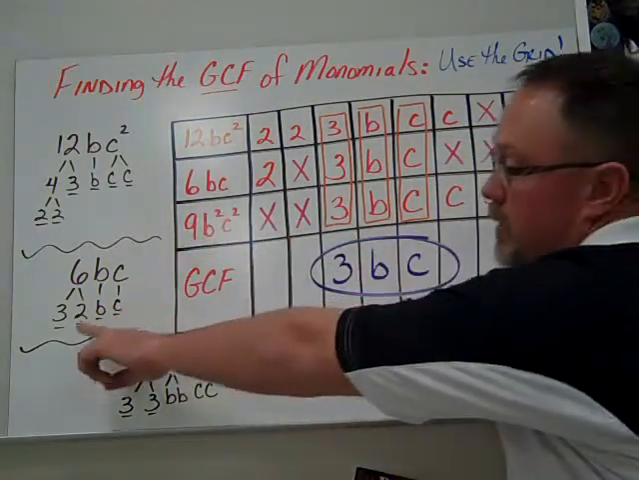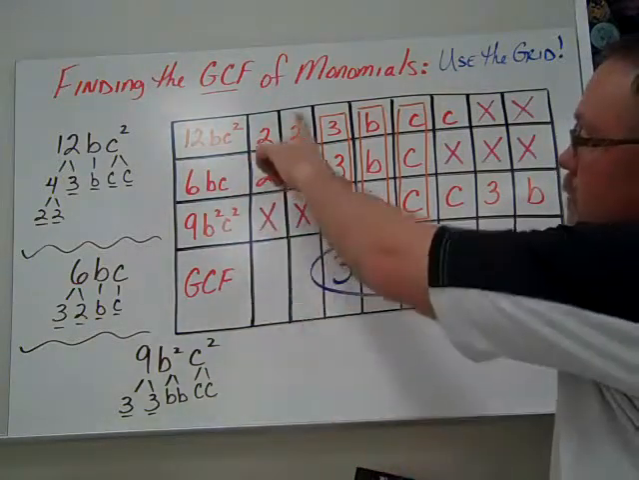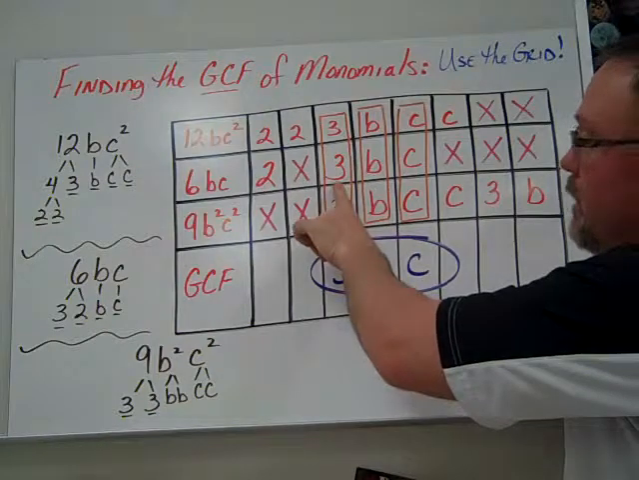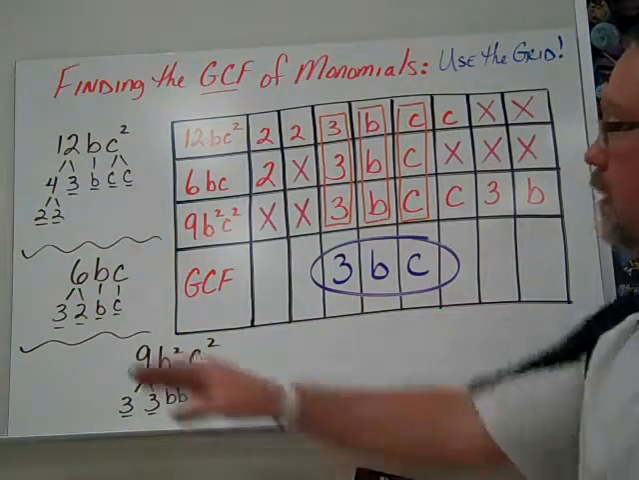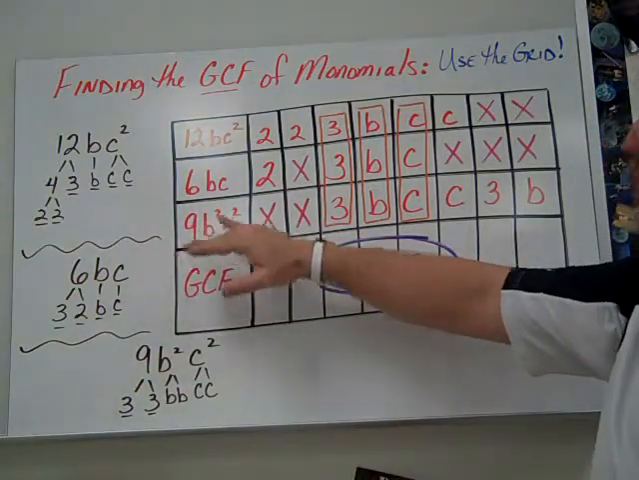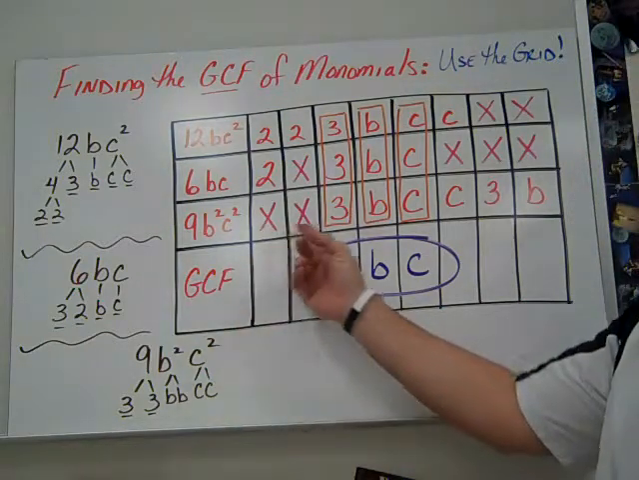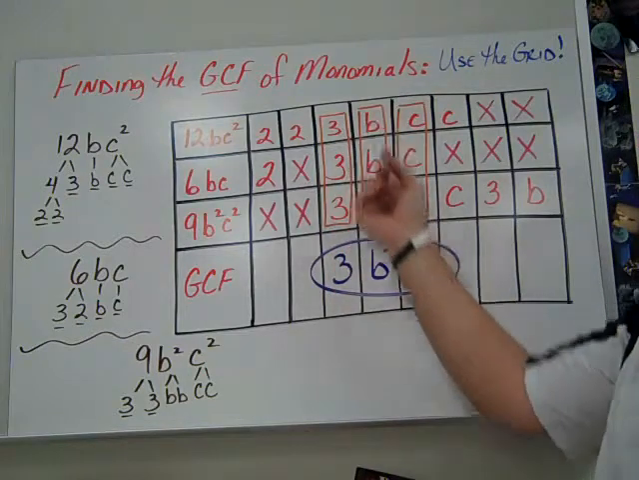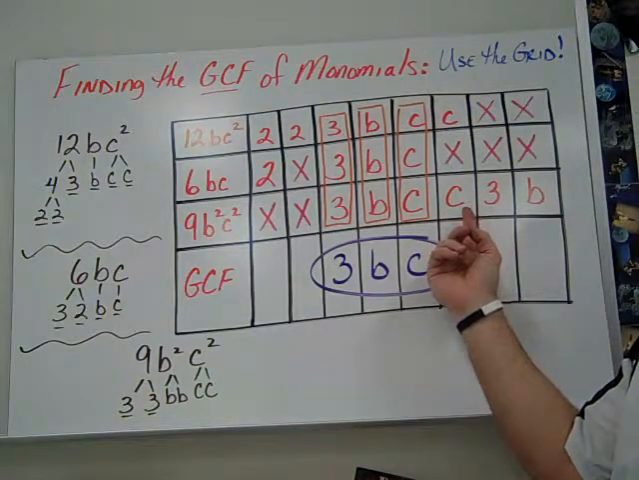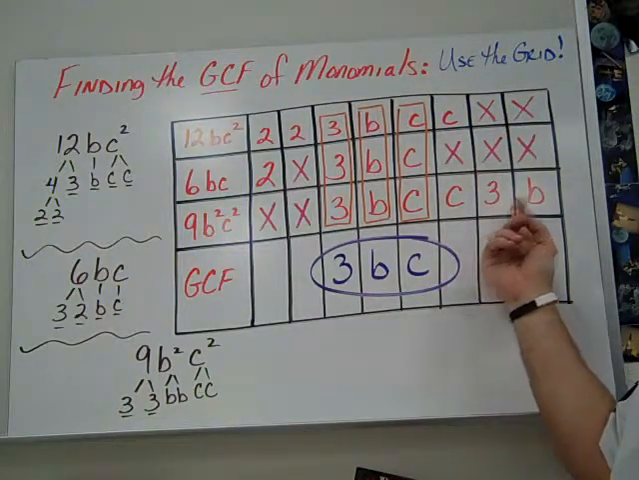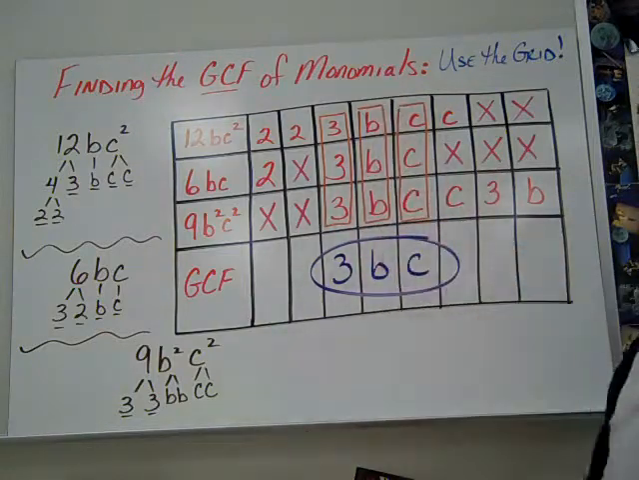For my 6bc, here's my prime factor tree. I have a 2. Again, it goes in the 2 column. I don't have another 2, but I do have a 3. I have a b, and I have a c, and nothing else matches. My last number is 9b squared c squared. So again, here's my prime factor tree of it. I don't have any 2's. I do have a 3. I do have a b. I do have a c. I have another c, so that's going to fit in this column. This one is going to go here for the 3, and our b is going to be out here, because again, I don't have any other columns for b except the one that's already filled.